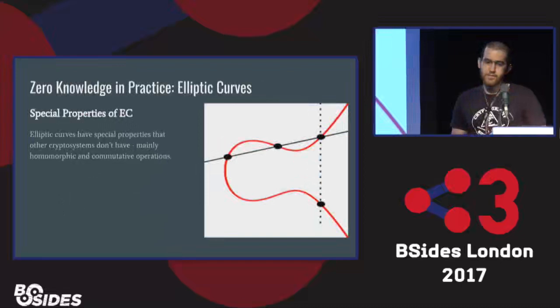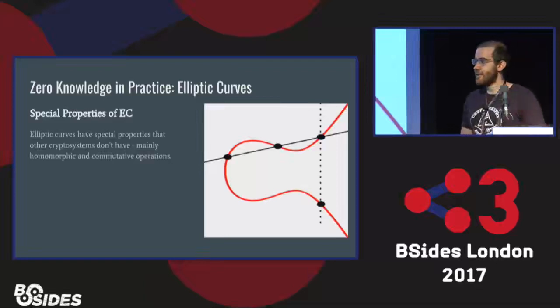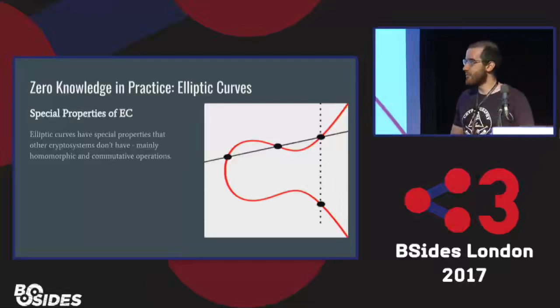So let's go through a really quick crash course, and I'll explain to you the properties of elliptic curves from a very abstract level, without going too deeply into how these operations work. Elliptic curves have a special property that other crypto systems, or primitives used for signatures, don't have. Mainly, it's homomorphic and commutative operations. What does that mean exactly?